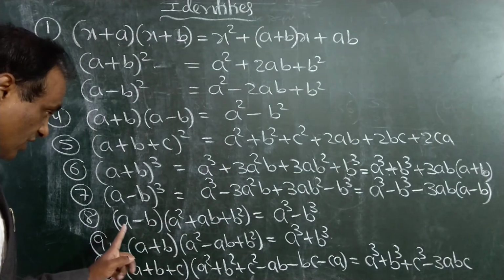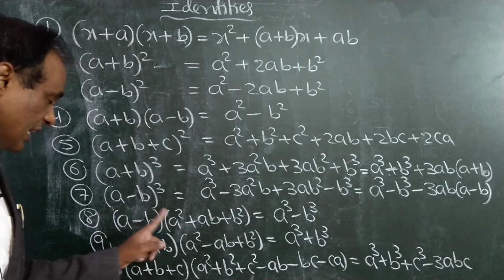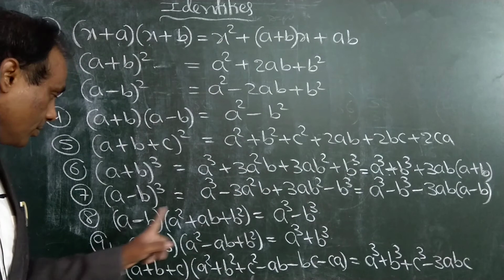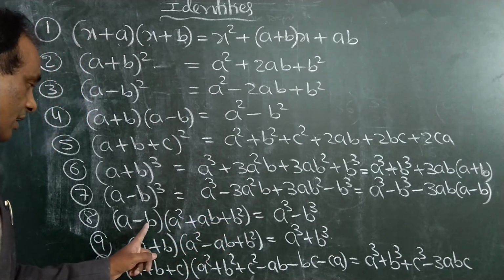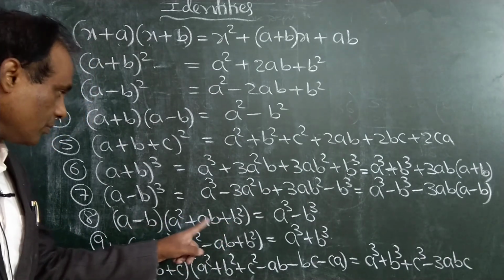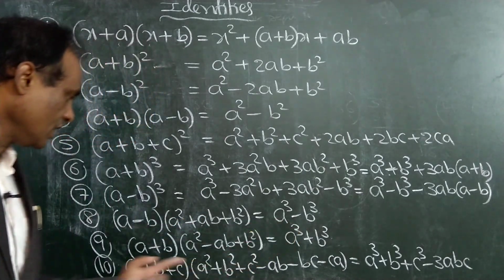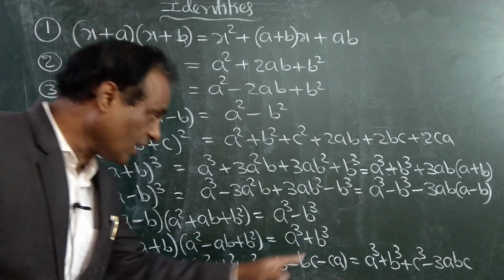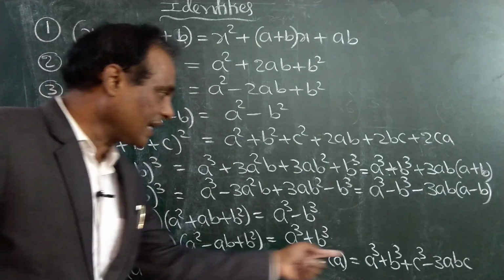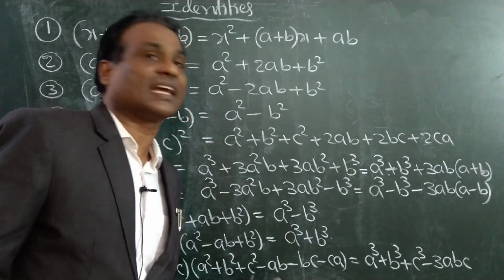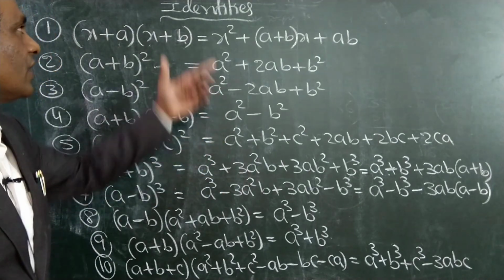If you multiply these two, see here, a into a square, a cube, a into ab, a square b, a into b square, ab square, minus a square b minus ab square minus b cube. Like that, if you multiply these two, you will get this answer. Multiply these two directly, you will get this answer. Remaining terms will get cancelled. These are the 10 formulas or identities.